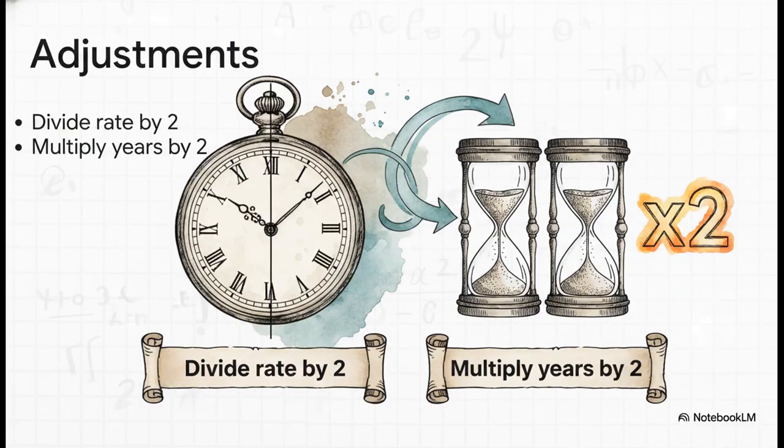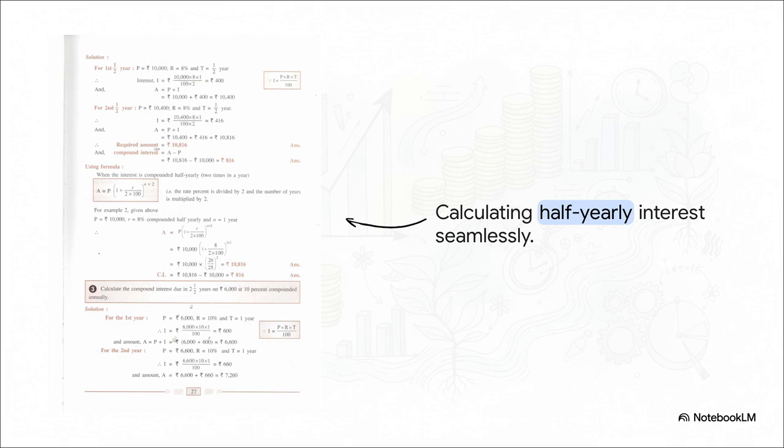So the crucial point is, to handle this, we just need to tweak our master formula with 2 golden rules. First, divide the annual rate by 2. Why? Because you're only getting half the annual rate per 6-month period. Makes sense, right? Second, multiply the number of years by 2, simply because there are 2 half years tucked into every single full year.